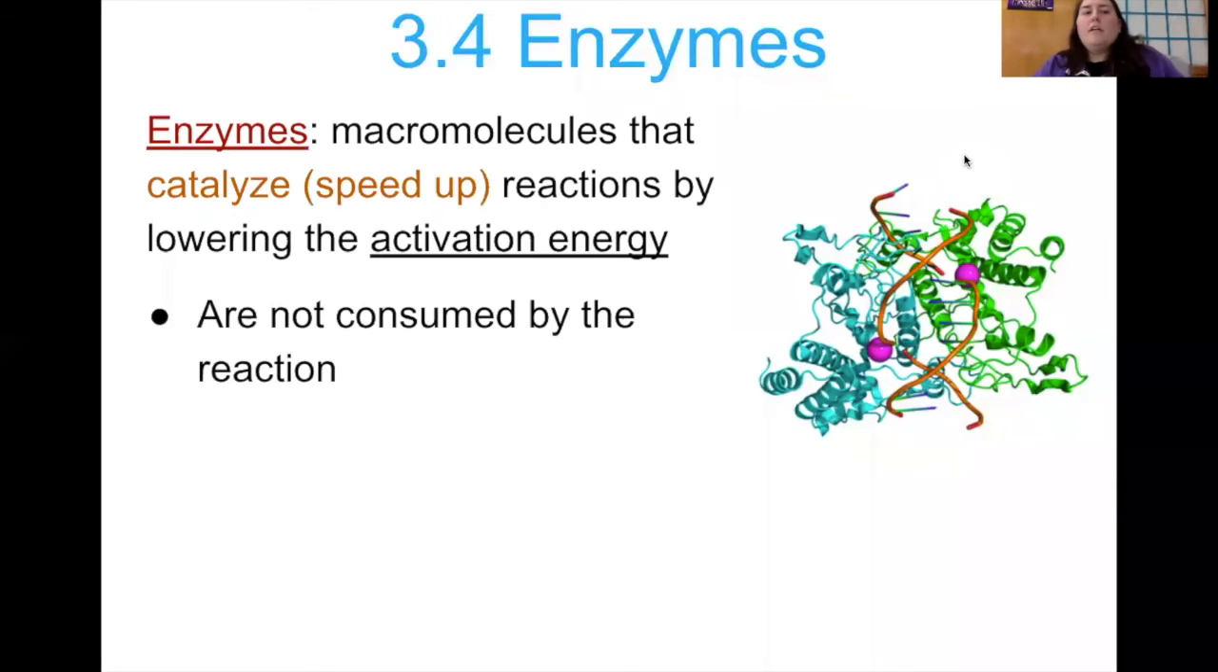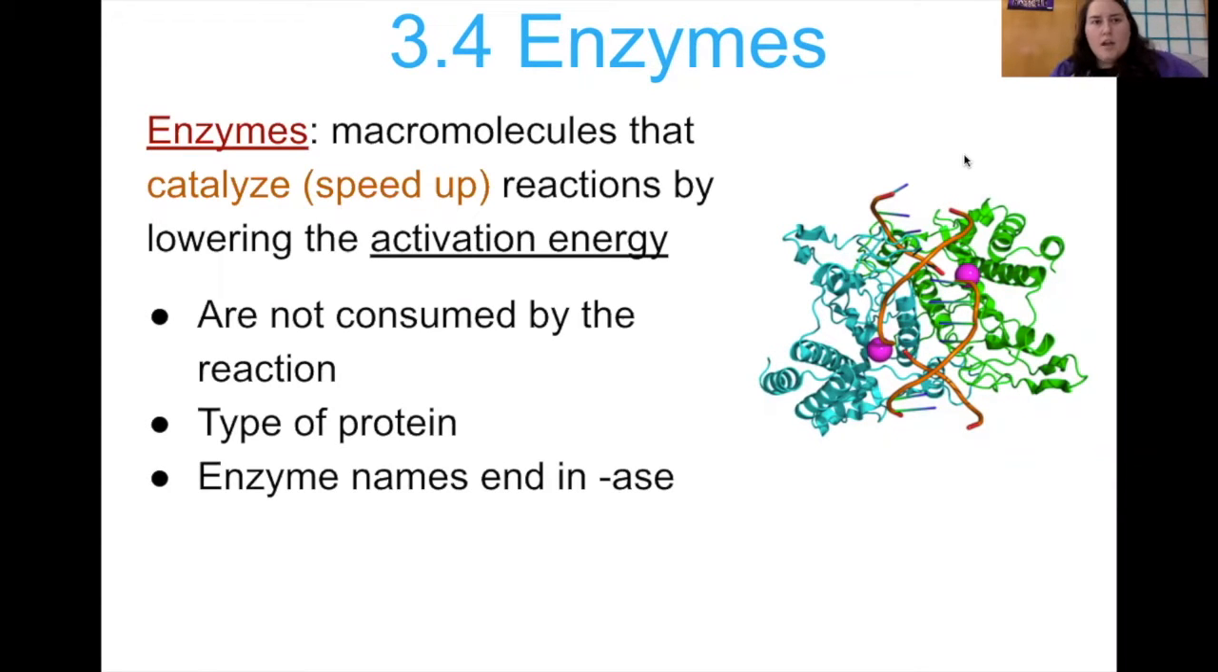All right, 3.4. So let's talk about enzymes. Enzymes are just those macromolecules that catalyze or speed up reactions. And they do this by lowering the activation energy, the energy it requires for a reaction or a spontaneous reaction to go from a reactant to a product. The enzyme itself, when placed into this reaction, is not being consumed. Nothing is happening to the enzyme itself. It is just helping the reaction to occur more quickly.